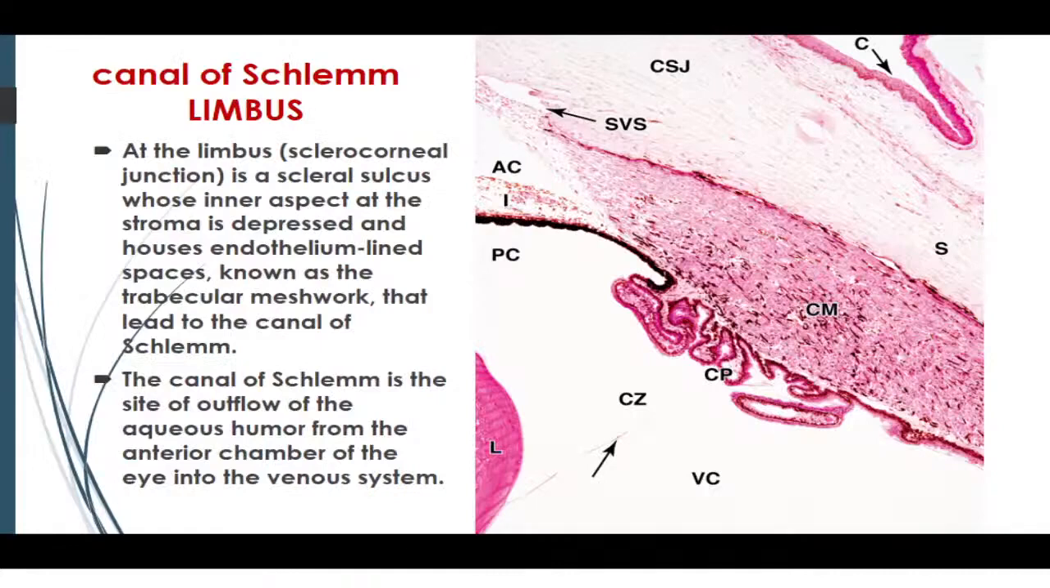Okay, the canal of Schlemm in the limbus. Here we have the limbus, the sclera-corneal junction. Write now in your notes: the limbus is named the sclero-corneal junction. It is a scleral sacculus where the inner aspect of the stroma is depressed and houses the endothelium-lined spaces, known as the trabecular meshwork, that lead to the canal of Schlemm. Schlemm is the name of the scientist who described it. The canal of Schlemm is the site of outflow of the aqueous humor from the anterior chamber of the eye into the venous system.